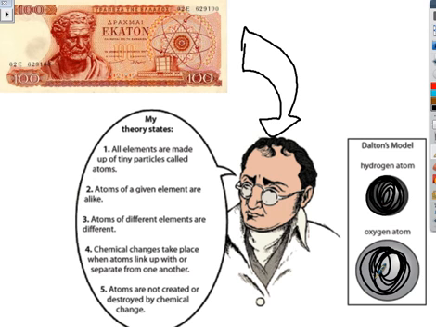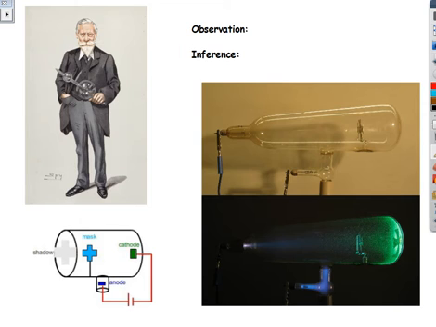Now, that doesn't really incorporate the idea of charges, and scientists at the time knew that they could charge objects. And it wasn't until our development of cathode rays that we were actually able to learn a little bit more about the atom and actually understand that it contained electrons.